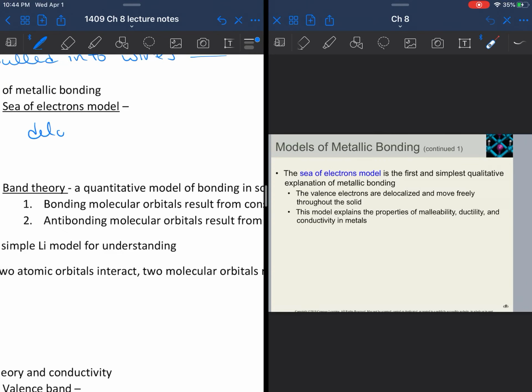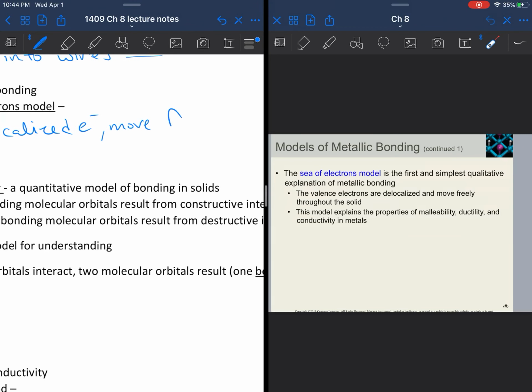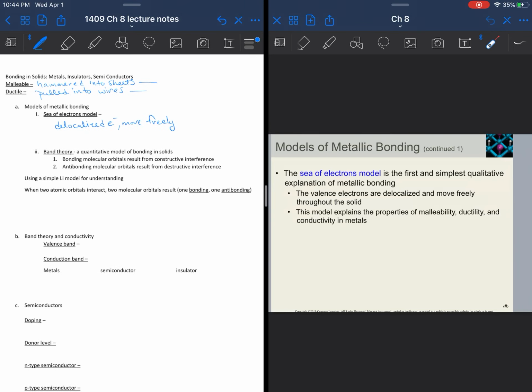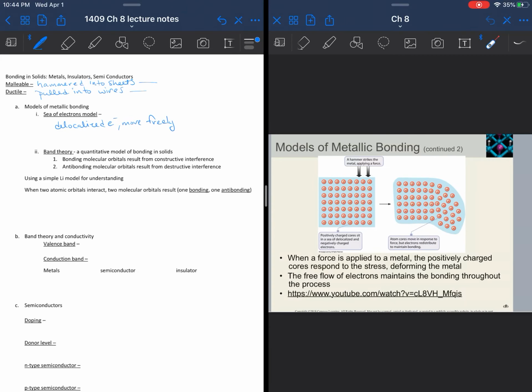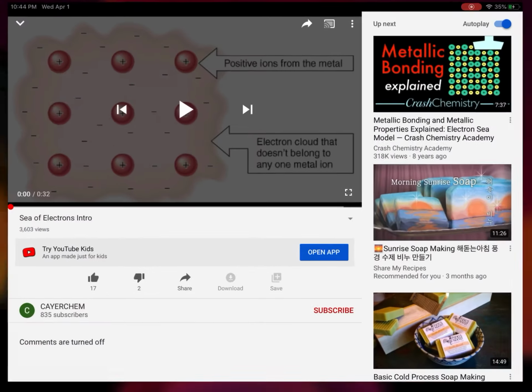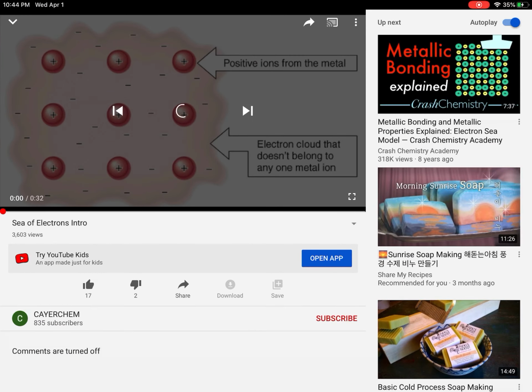The valence electrons are delocalized and move freely throughout the solid. So instead of being shared by two specific atoms, they are free to move around throughout the solid structure. That does help us to understand how it can conduct electricity, if there is a free flow of electrons. And before we go any further, I want to show you this little video.